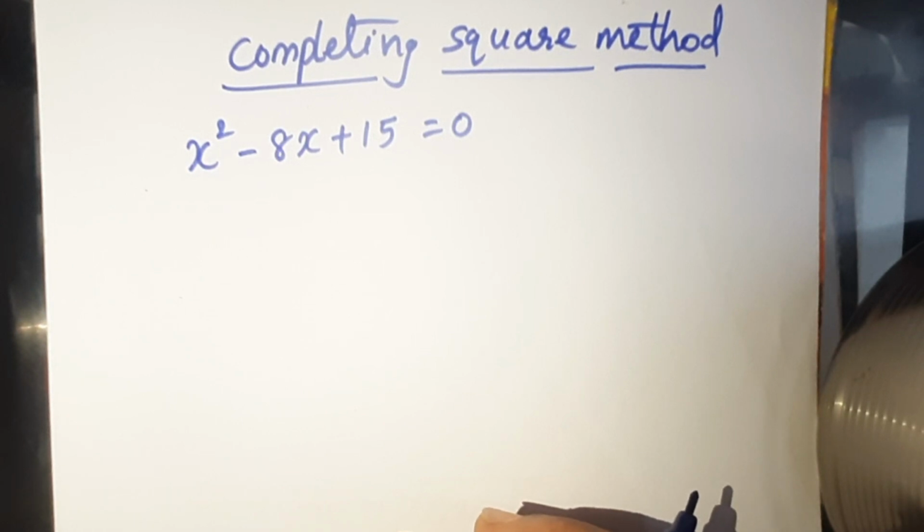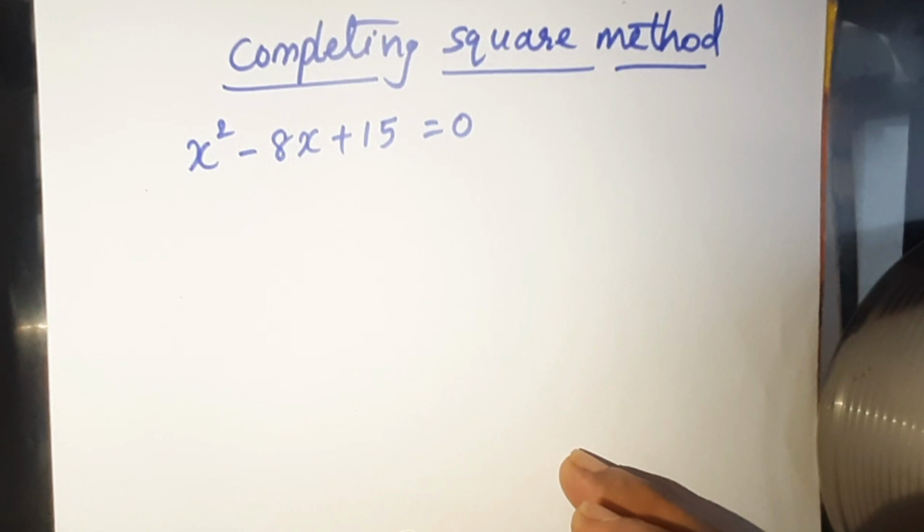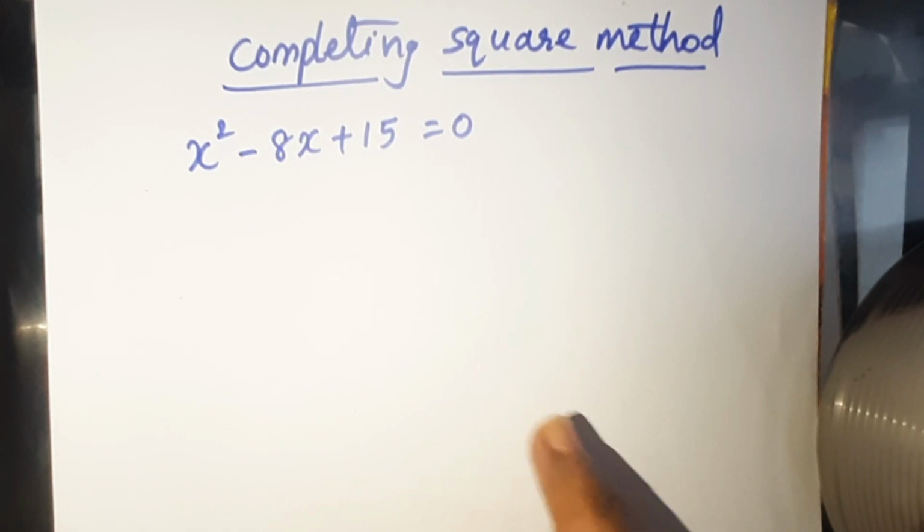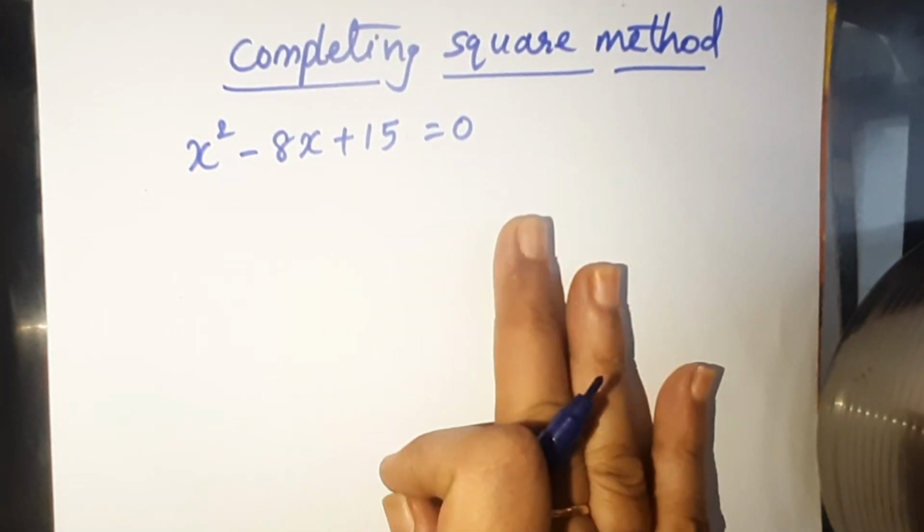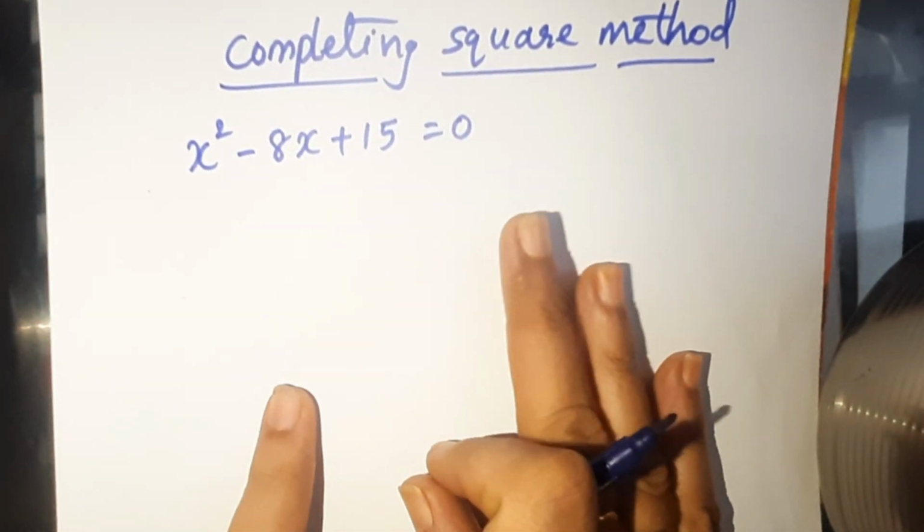One is by finding multiples, which we simply find by the general factorization method. The second one is the quadratic method, where we find the roots by quadratic factorization. And the third one is called the completing square method, which I am going to teach you now. So let's see how to find the factors.